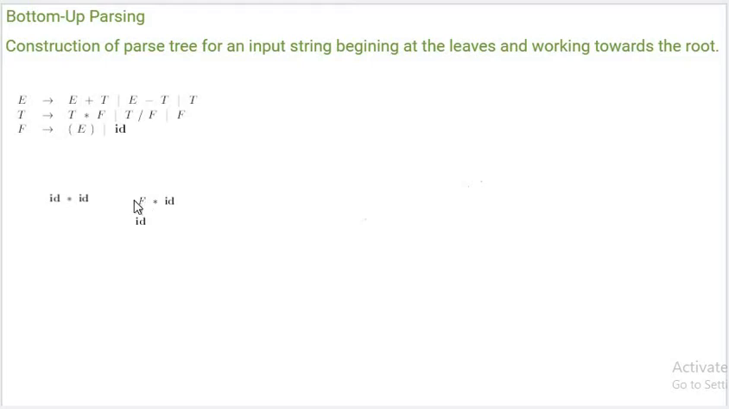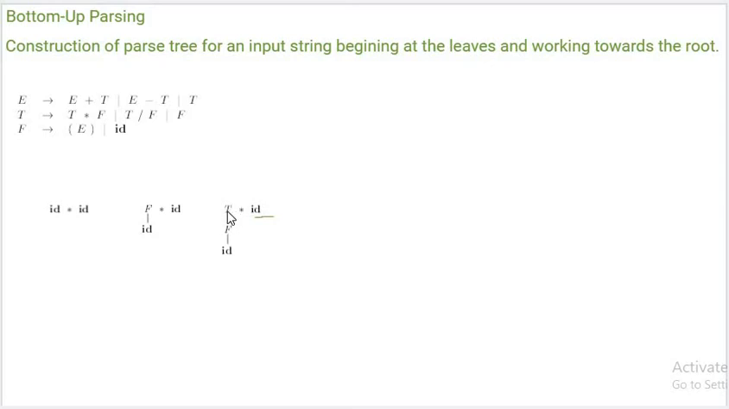Again, next you can consider F as a handle and check which production matches this handle F. You have a production T tends to F. So this production matches with this handle, and this handle can be reduced as T. That is what happens next: F is reduced as T.